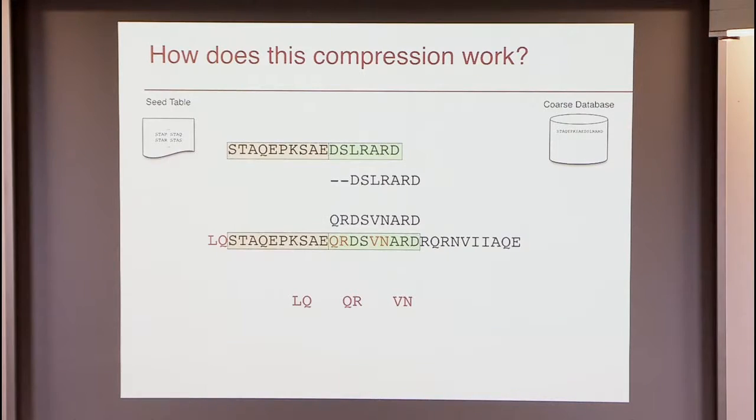Up to here, this match can't continue because there's no more sequence here, or maybe there's sequence that doesn't match at all. So we can completely reconstruct this sequence thus far by a pointer back to here and encoding these couple of differences: the LQ at the beginning here, QR, and VN.